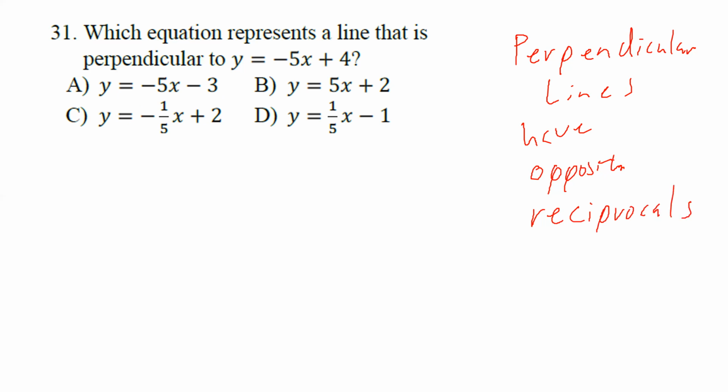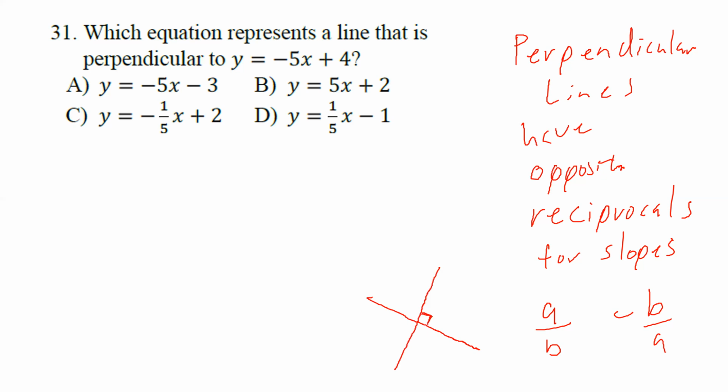So opposite reciprocals for slopes. What does it mean to have opposite reciprocals? If I had A over B, the opposite reciprocal would be negative B over A. If you take 2 numbers that multiply and give you -1, they would be opposite reciprocals. Perpendicular lines form right angles. So if we were to graph them, if I had a line going this way, I'd have a line going that way, so that I had a right angle. If you want to graph them, you could do that as well.